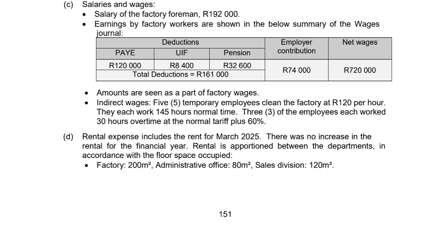D, rental expense includes the rent for March 2025. There was no increase in the rental for the financial year. Rental is apportioned between the departments in accordance with the floor space occupied: factory 200 square meters, administrative office 80 square meters, and sales division 120 square meters.